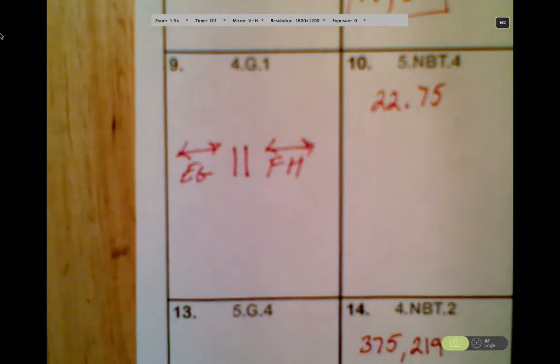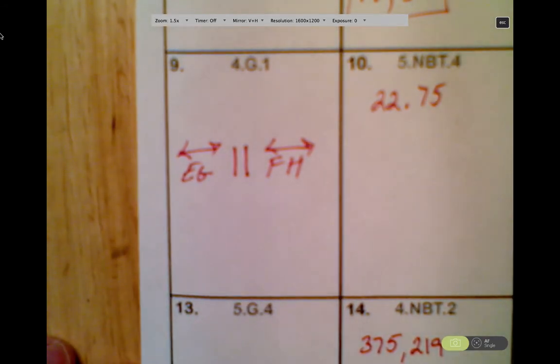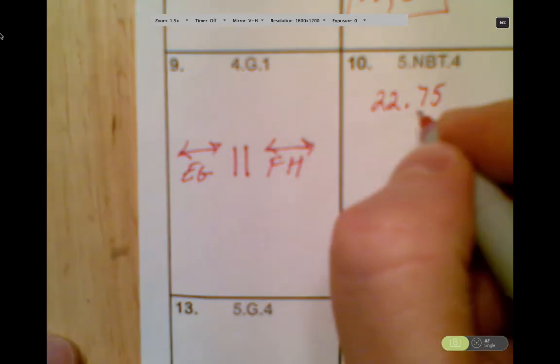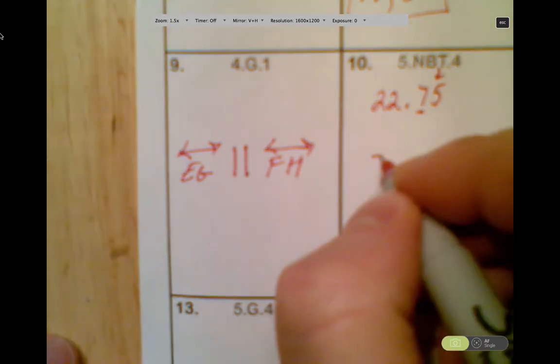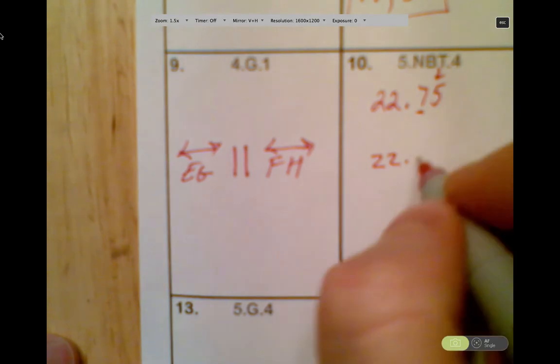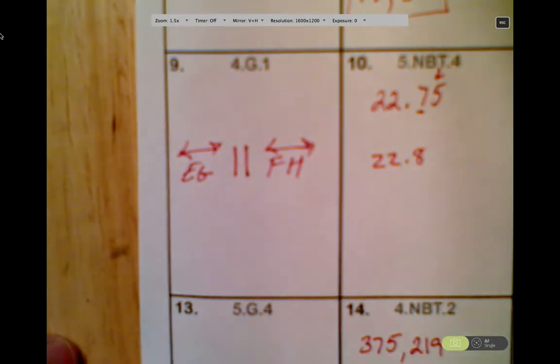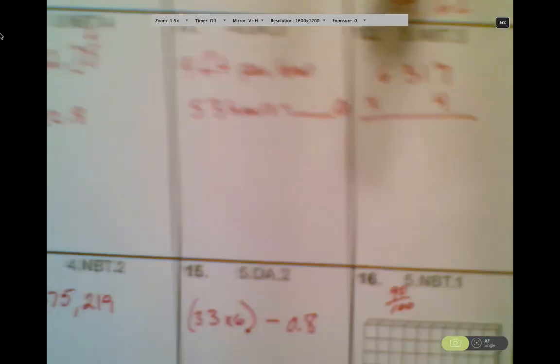Number 10, round 22 and 75 hundredths to the nearest tenth. 7 is the tenth, we look at the 5. This 5 is going to bump up our 7 to an 8. So the answer is 22 and 8 tenths. Number 11.